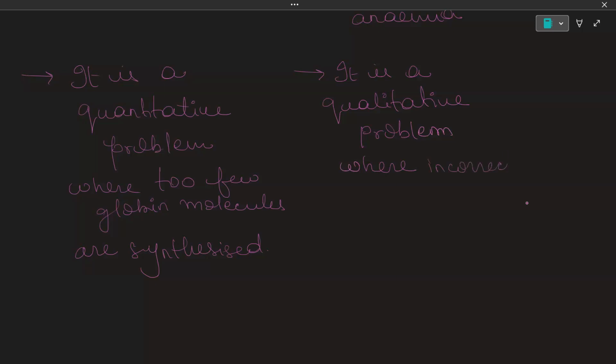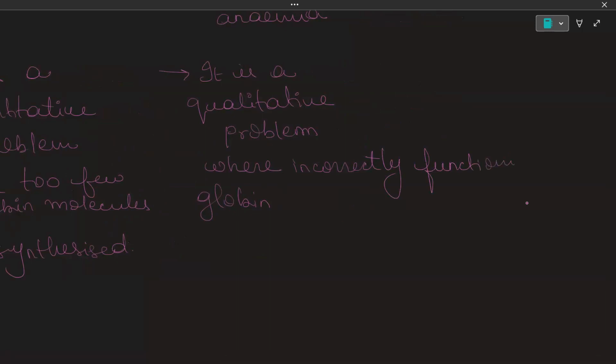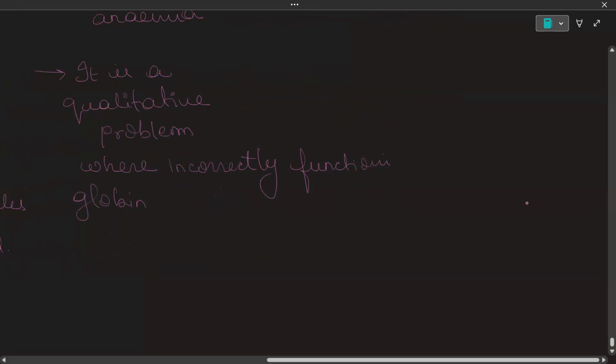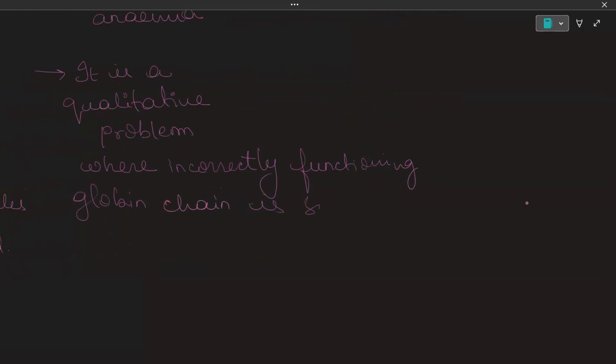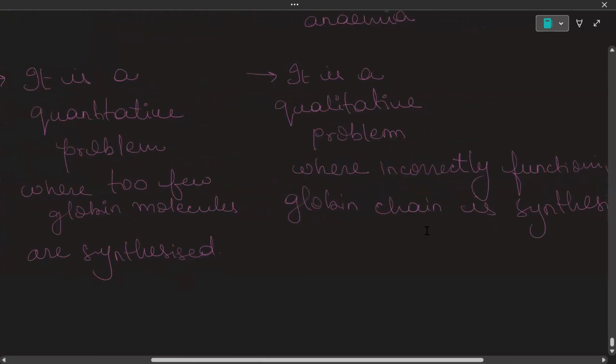Incorrect globin chain. You write down incorrectly functioning globin chain. Incorrectly functioning globin chain is synthesized. Okay, so this is actually the difference between thalassemia and sickle cell anemia.